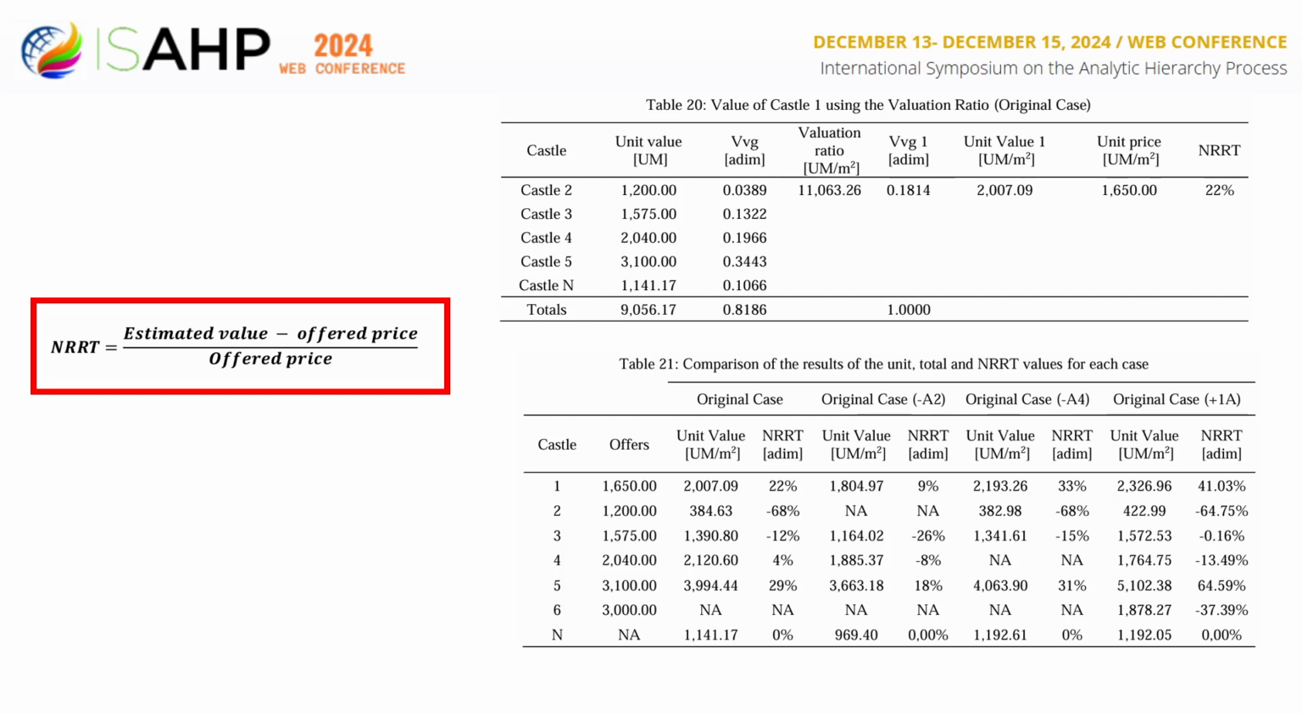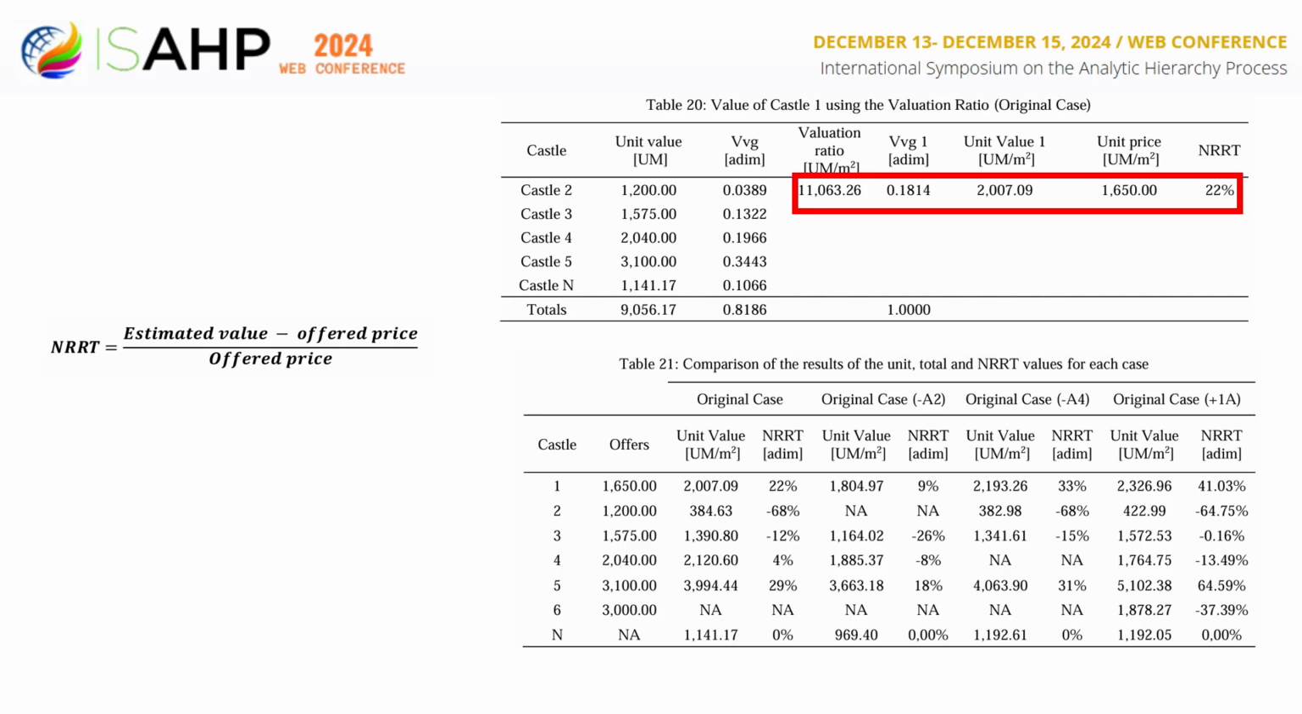As can be seen, the calculated value is 2,007.09 monetary units per square meter, while the bid price is 1,650.00 monetary units per square meter, generating an increase of 22% with respect to the initial price. This is how all the calculations were made for all the cases and all the castles. The appraiser was surprised with the results and decided to meet with his colleagues before presenting them to the king.